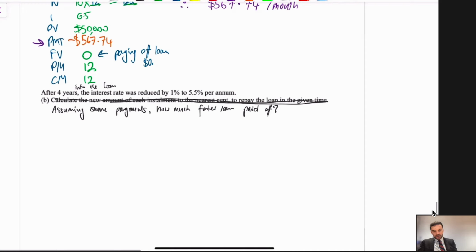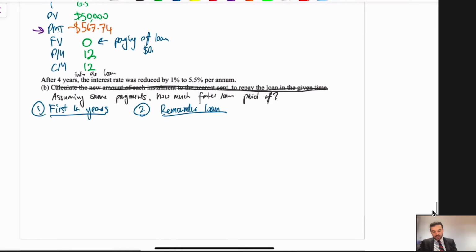So this is called changing the terms of a loan. The first part is the first 4 years. The second part is going to be the remainder of the loan, and we don't know how long that's going to take. So what we want to do here is show our working, and find out the balance at the end of 4 years, and that becomes our new PV.